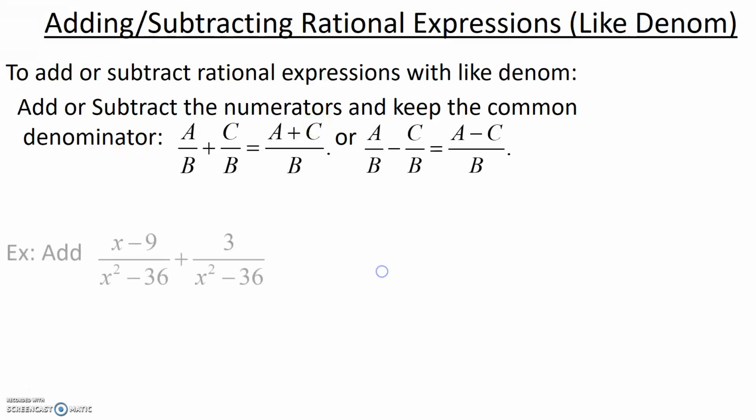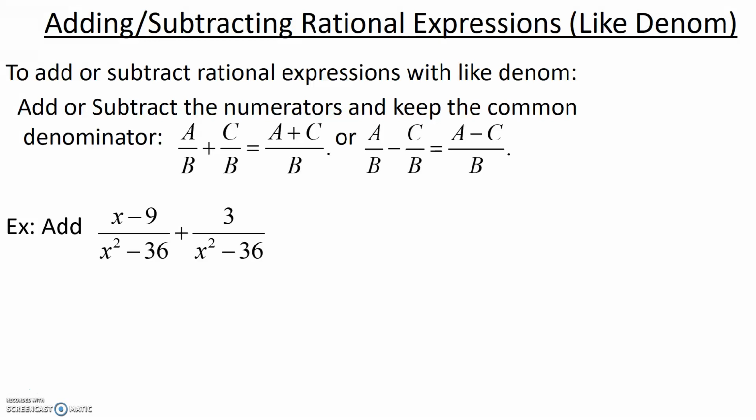Here's an example. We have x minus 9 over x squared minus 36 plus 3 over x squared minus 36. Since we have a like denominator, we will keep the denominator, which is x squared minus 36, and in this case, add x minus 9 and 3. If we combine our like terms, negative 9 plus 3 is negative 6. This gives us x minus 6 over x squared minus 36.